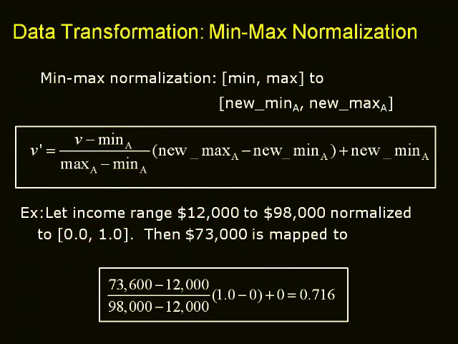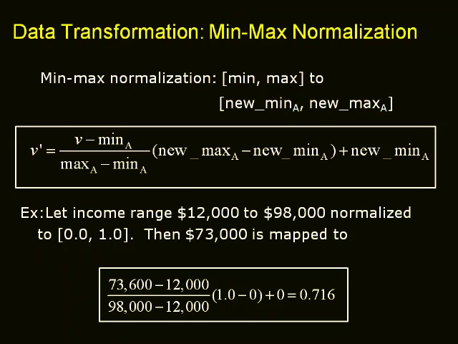Min-max normalization is one kind of transformation which belongs to the category of linear transformation. The original data given in a range is replaced with a new set of values. Suppose min A and max A are the minimum and maximum values of an attribute A, then min-max maps a value V of A to a value V dash in the new range, new min A, new max A. For example, income ranges between 12,000 to 98,000 are normalized to interval 0 to 1. So the normalization is done by using the formula.